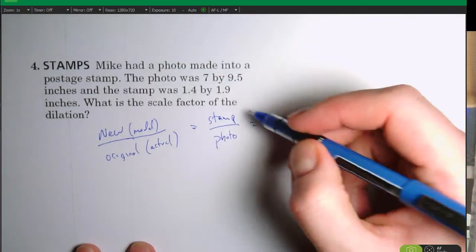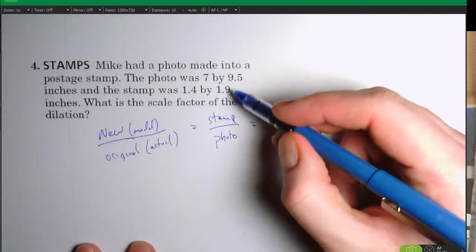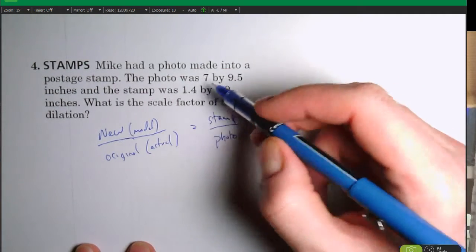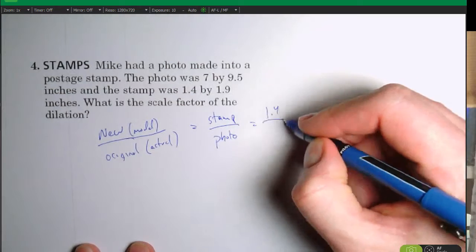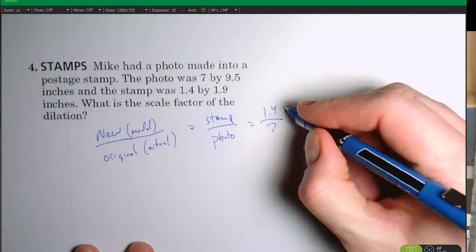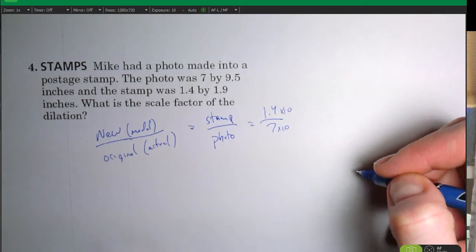So it doesn't matter. Again, you just pick one of the measures. I'm going to do 1.4 to 7 just because those are both decimals, and I don't want to have to mess with decimals if I don't have to. So 1.4 for the stamp corresponds to the smaller side, which is 7. And then again, you can multiply both of them by 10 to move the decimal place. It's probably the easiest way to do this one.